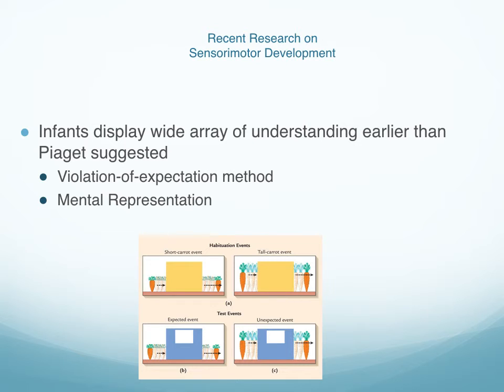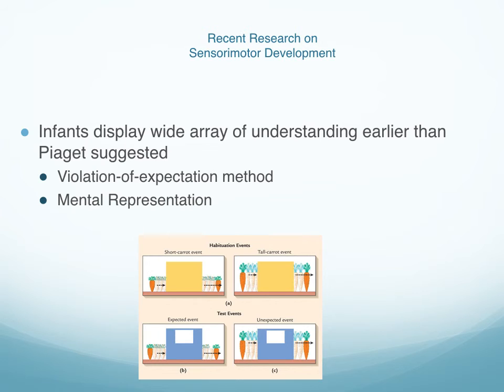Let me explain really quickly. In the bottom, in B and C, the white box is a cutout in the screen. Okay, so it's a hole in the screen. So in B, a carrot passes behind unseen because it's short enough to pass underneath the cutout. In C, the unexpected event, what happens is the tall carrot passes behind the screen unseen and comes out the other side, and it's unexpected or impossible because you should be able to see the top of the carrot passing behind that cutout in the screen.